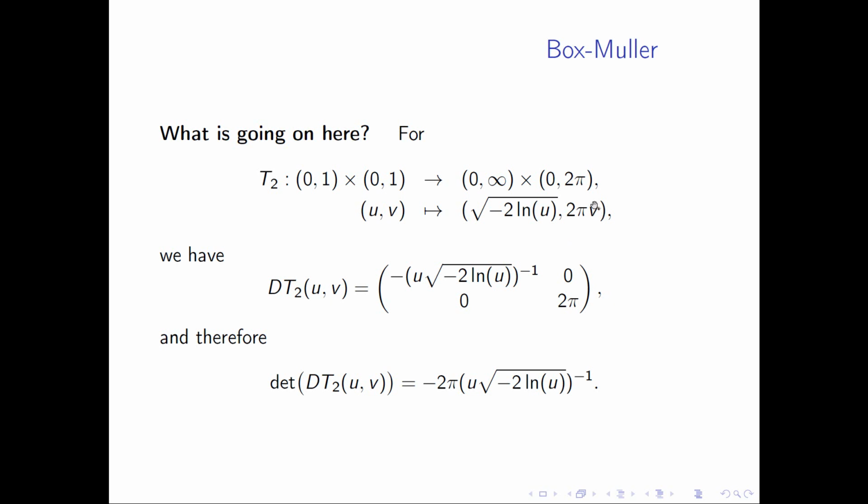The second component is even simpler. Differentiating this with respect to u, we get a 0, and with respect to v, we just get a 2 pi. So we have this Jacobi matrix, and this is the determinant, so this times this minus this times this. So this is the determinant of the Jacobi matrix.